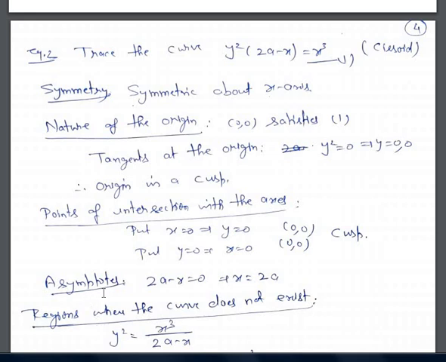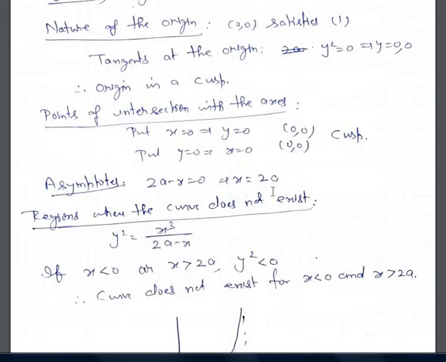Next step is to find out asymptotes. Now asymptotes parallel to x-axis. What is the highest power of x? 3. And what is the coefficient? It will be plus 1 or minus 1, which is a constant. So therefore there are no asymptotes which are parallel to the x-axis. And to find out asymptotes parallel to the y-axis, we equate the coefficient of the highest power of y equal to 0, which is 2a minus x is equal to 0. That means x is equal to 2a.